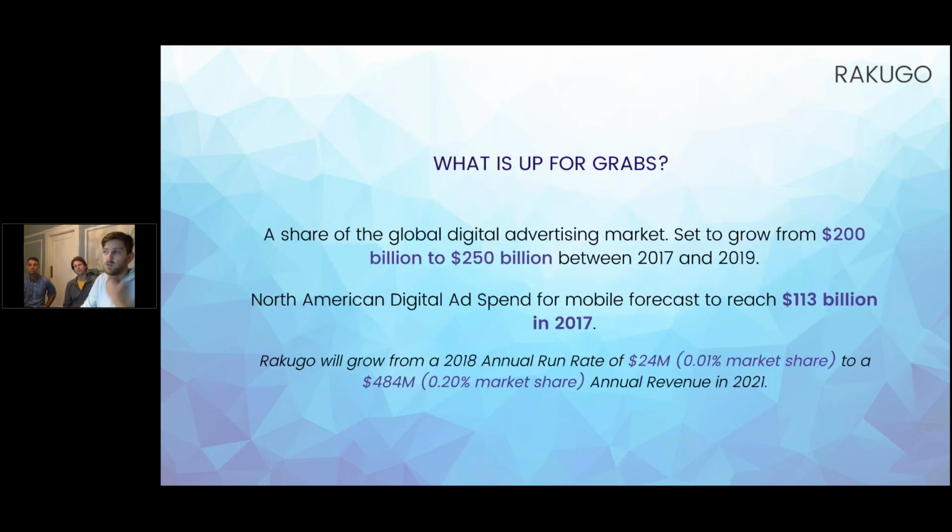What is up for grabs? Right now, the global digital advertising market is around 200 billion, set to grow to 250 million over the next 2 years, a lot of that coming from mobile.